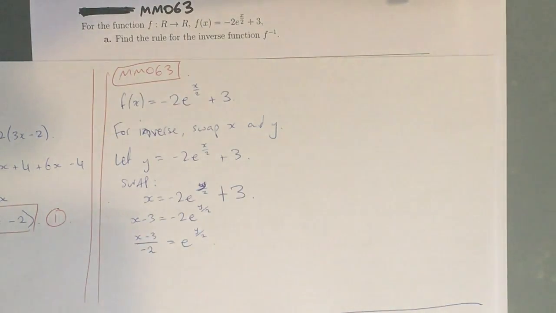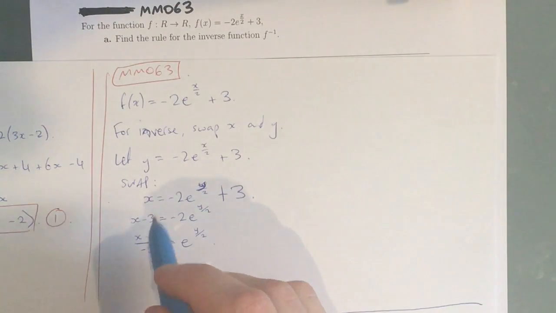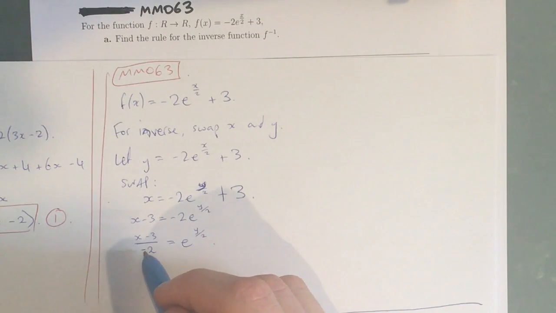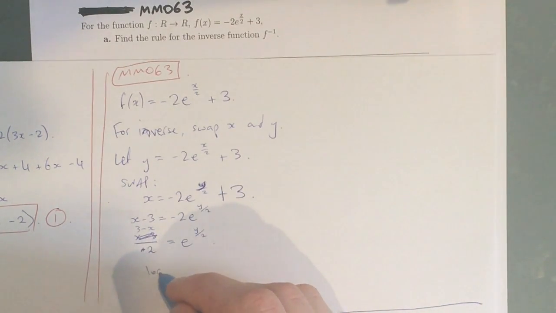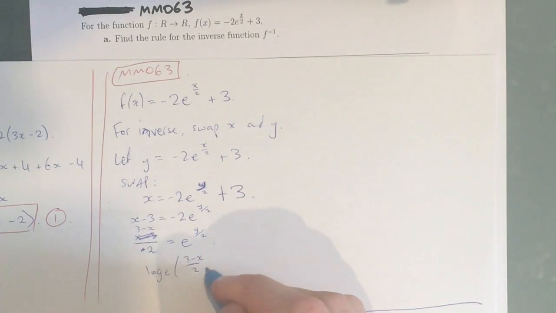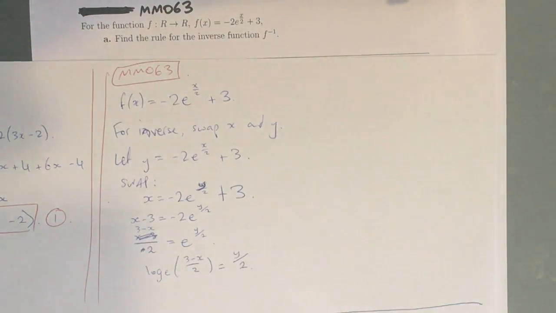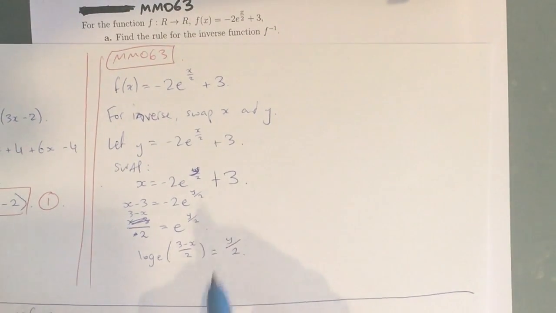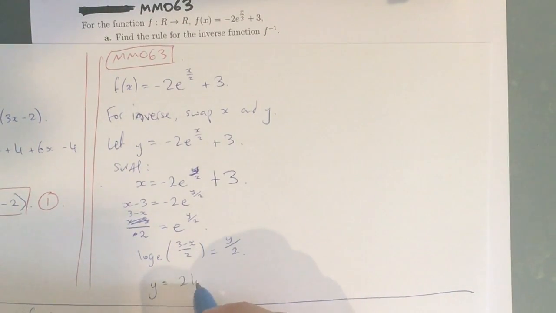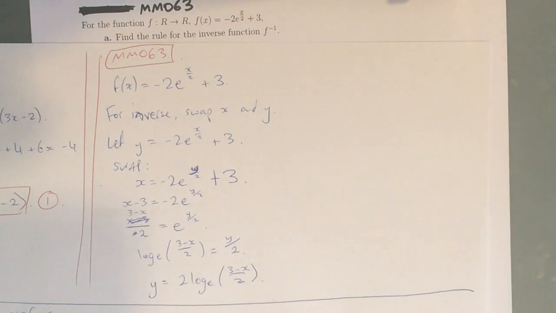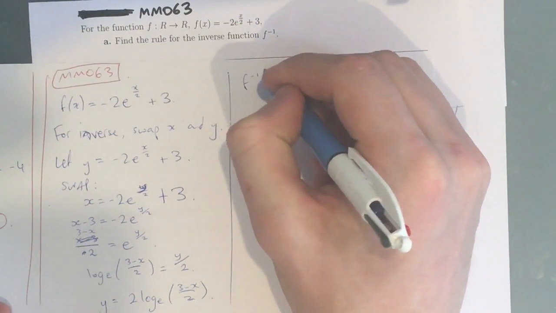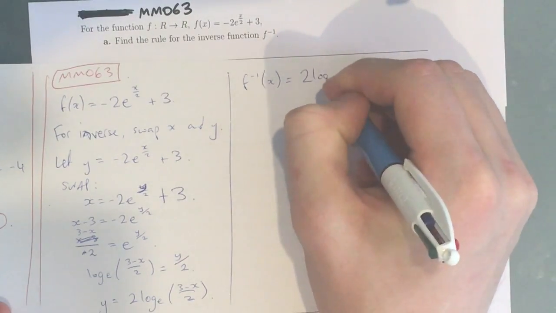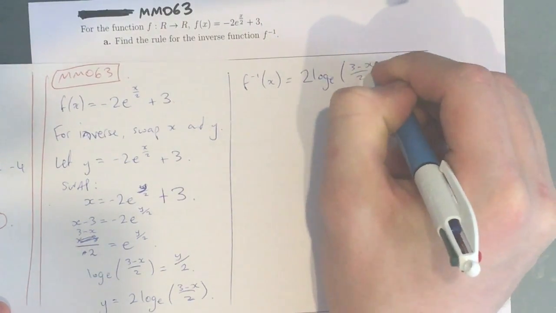Now, I like to get rid of the negatives in this sort of equation. So that negative goes away, and this becomes 3 take x. And then we get log e of 3 take x on 2 equals y over 2. From there, we get y equals 2 log e of 3 take x over 2. Which means, and this is an extremely important step, that f negative 1 of x equals 2 log e of 3 take x over 2.